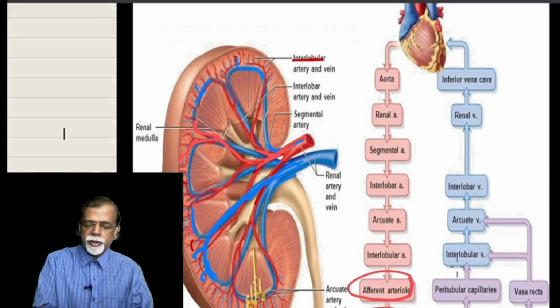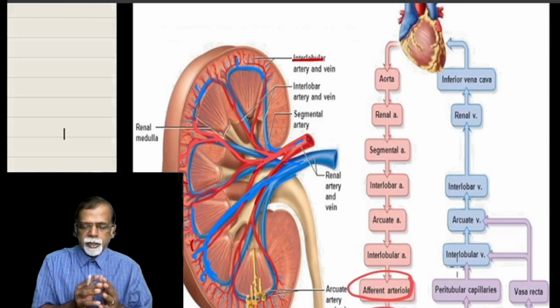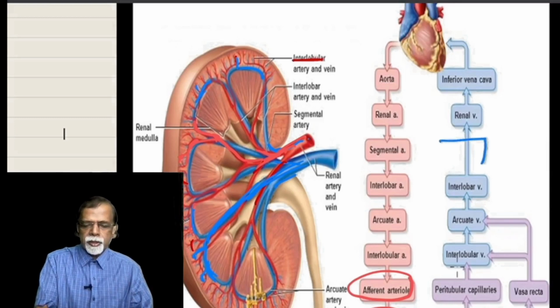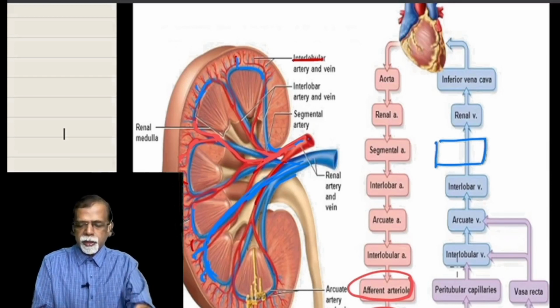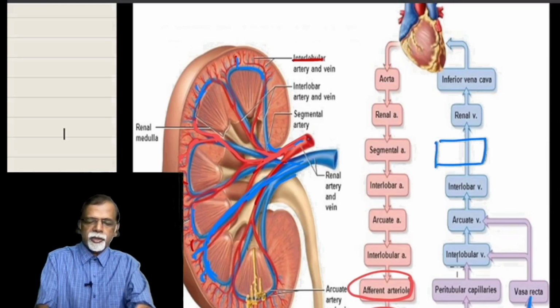Basically the arterial and venous systems are almost going side by side. The only difference is that there are no segmental veins. Segmental arteries are there, but there are no segmental veins. And I already said the efferent arteriole gives some few branches called the vasa recta. So let us see what the vasa recta is.